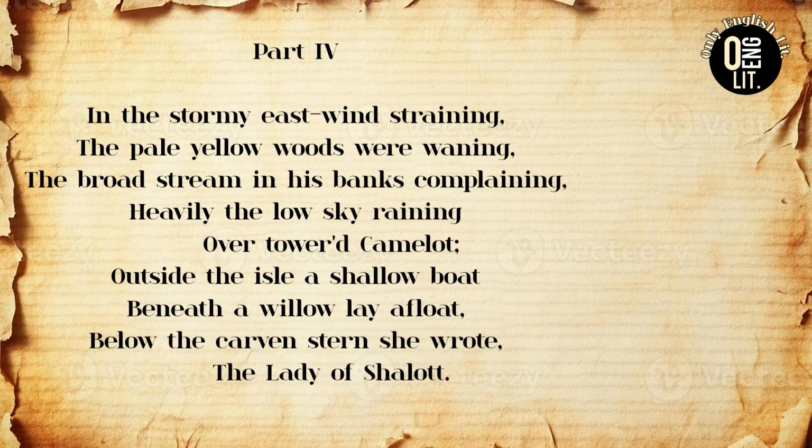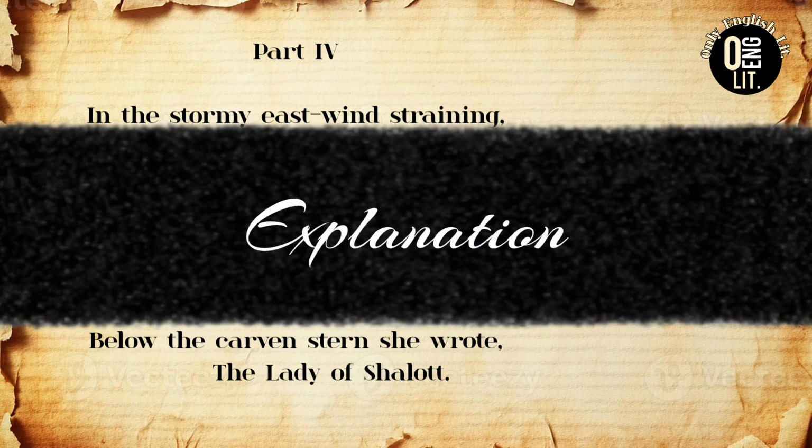Part 4. In the stormy east wind straining, the pale yellow woods were waning, the broad stream in his banks complaining, heavily the low sky raining over towered Camelot. Outside the isle a shallow boat, beneath a willow lay afloat. Below the carven stern she wrote, The Lady of Shalott.